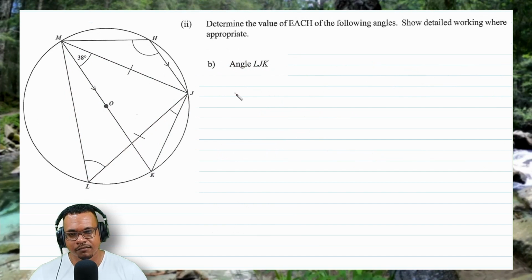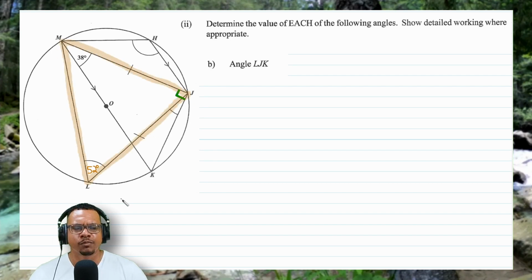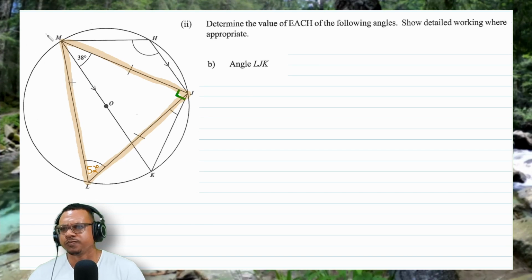So now moving on to part B of this question, where we want to find out what is angle LGK. So that's L to G to K, so that's the small angle here. Now previously we learned that this angle here was a right angle. We also learned that this angle down here was 52 degrees. And MG was equal in length to GL, so this is an isosceles triangle. So what we know about an isosceles triangle, the base angles of an isosceles triangle are equal. So this whole angle here would be same as this 52 degrees.